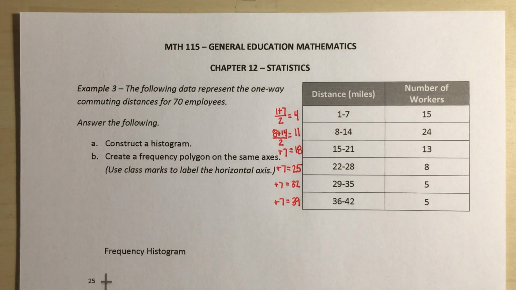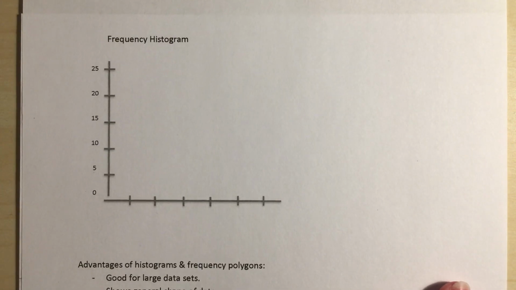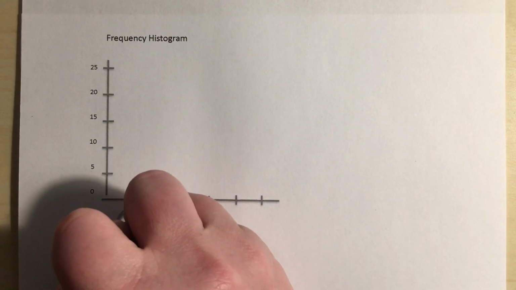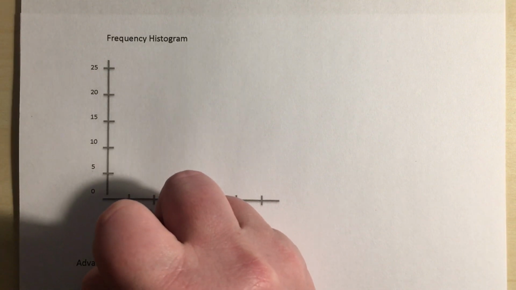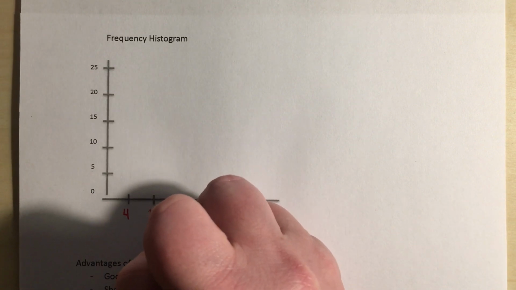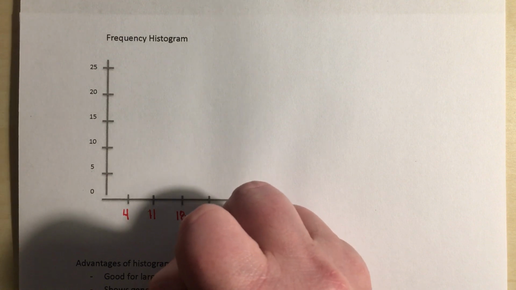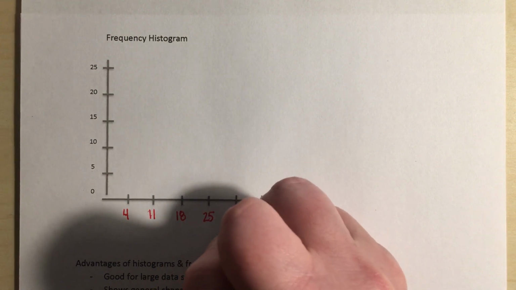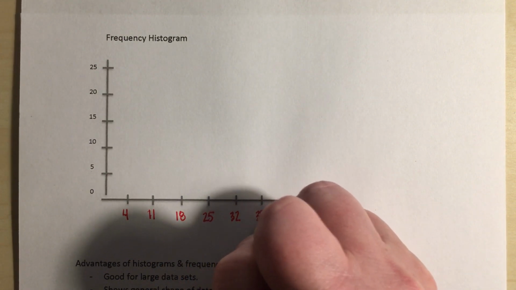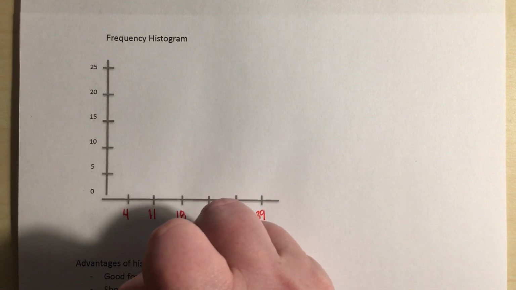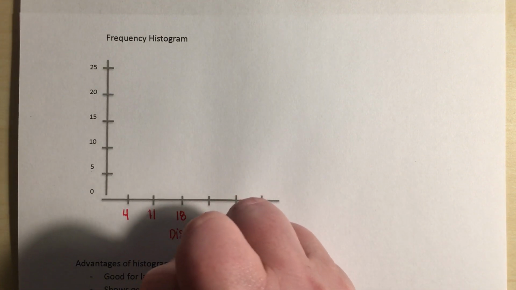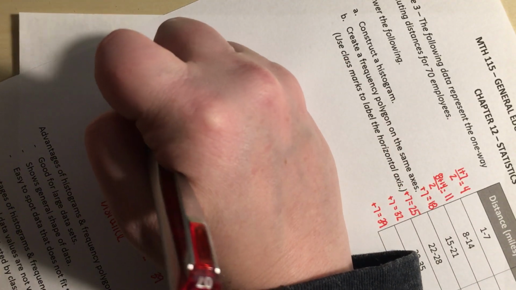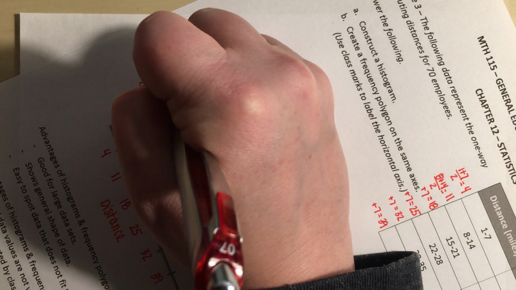So what we're going to do down on our horizontal axis, that's how we're going to label our distance. So 4, 11, 18, 25, 32, and 39. Yep, that is our distance. And then our vertical axis is going to be our frequency.